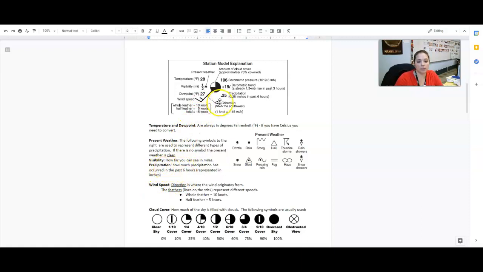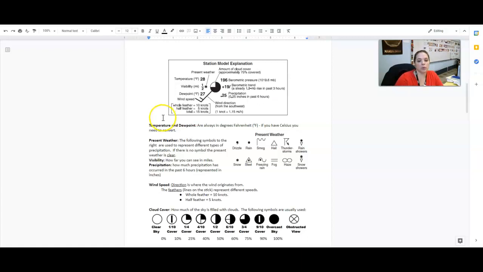Then you have precipitation. Precipitation is down kind of kitty corner from it to the bottom, and it gives you the inches in the last 6 hours. So it's always going to be a decimal point involved with it. It could be 1.25 or something like that. It's all in inches, the past 6 hours.